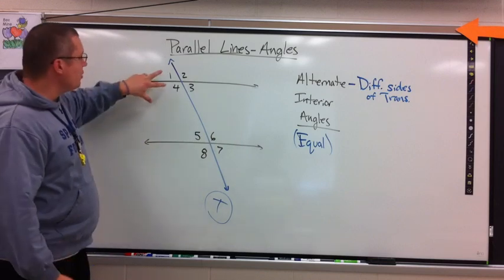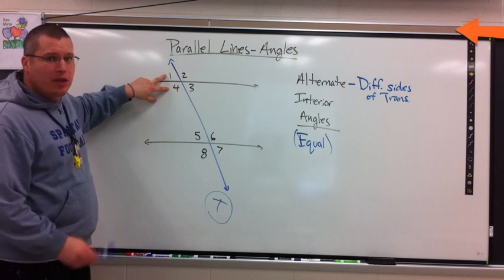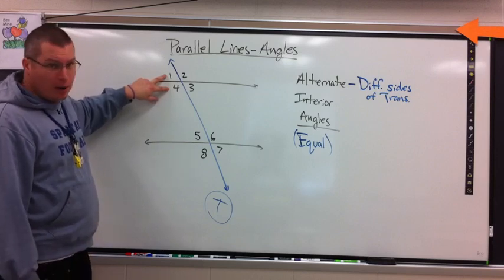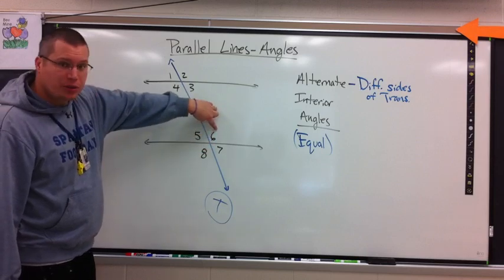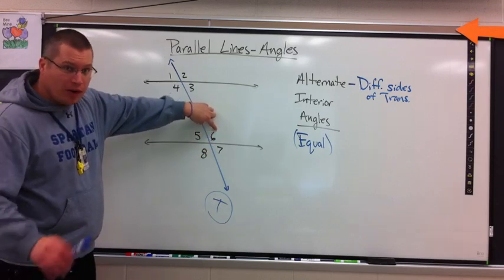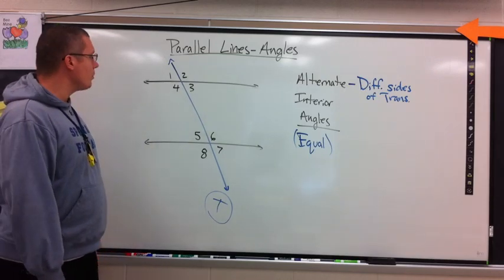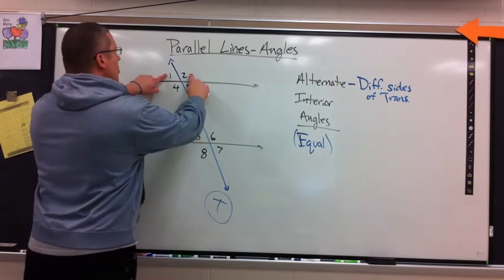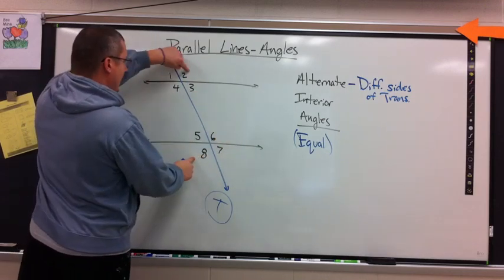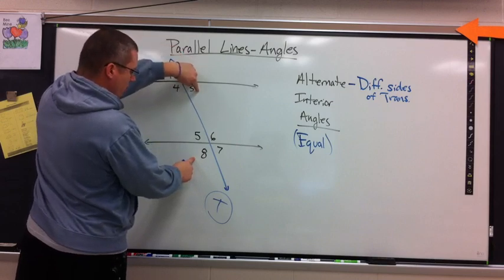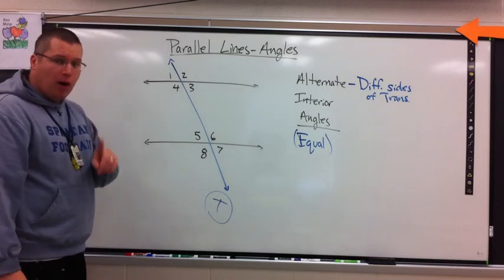For instance, is 1 and 4 alternate? Are they on different sides of the blue transversal? No. What about 6 and 7? Are they on different sides of the transversal? No, they are not. Name 2 angles that are on different sides of the transversal. 1 and 2, 4 and 3, 5 and 6, 8 and 7, 8 and 2, 8 and 3, 7 and 4, 7 and 5. So that's part of the definition.